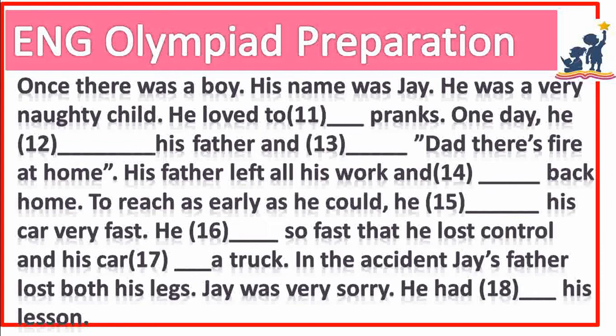Once there was a boy. His name was Jed. He was a very naughty child. He loved to dash pranks. One day he dashed his father and dad there's fire at home. His father left all his work and dashed back home to reach as early as he could. He dashed his car very fast. He dashed so fast that he lost control and his car dashed a truck. In the accident, Jay's father lost both his legs. Jay was very sorry. He had dashed his lesson.